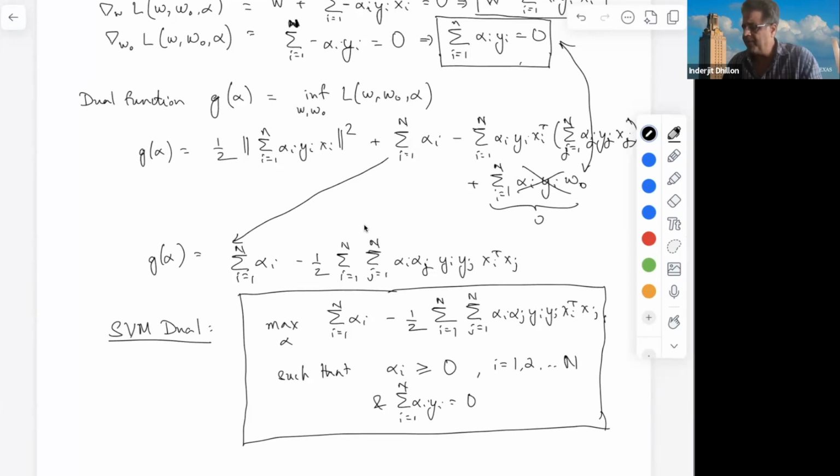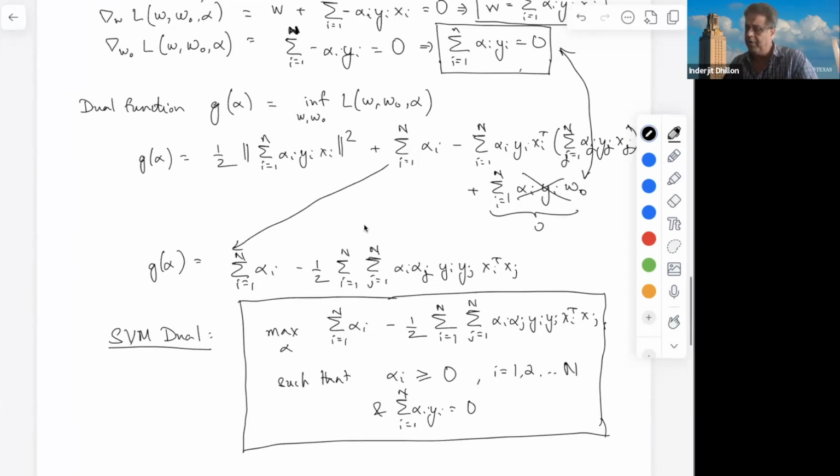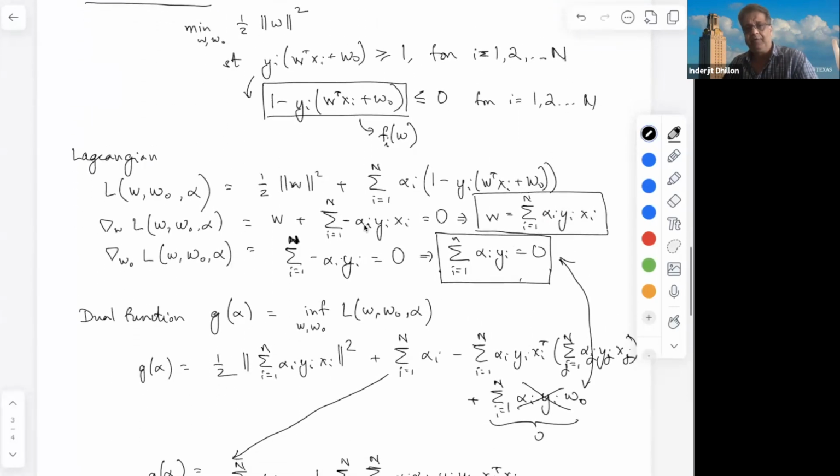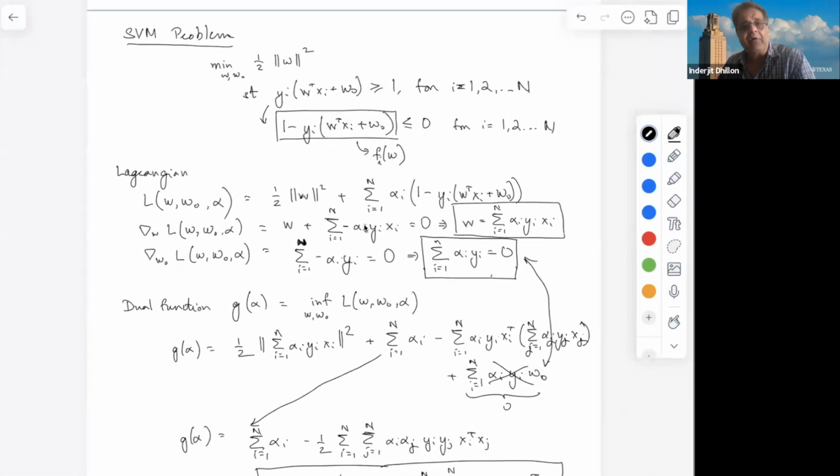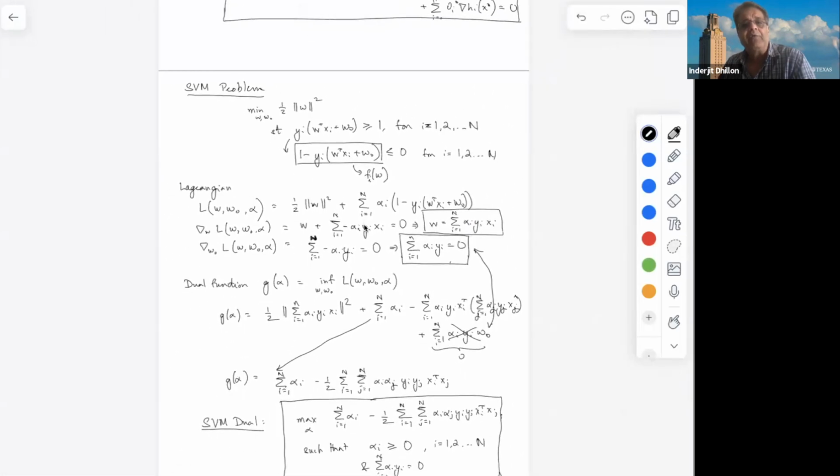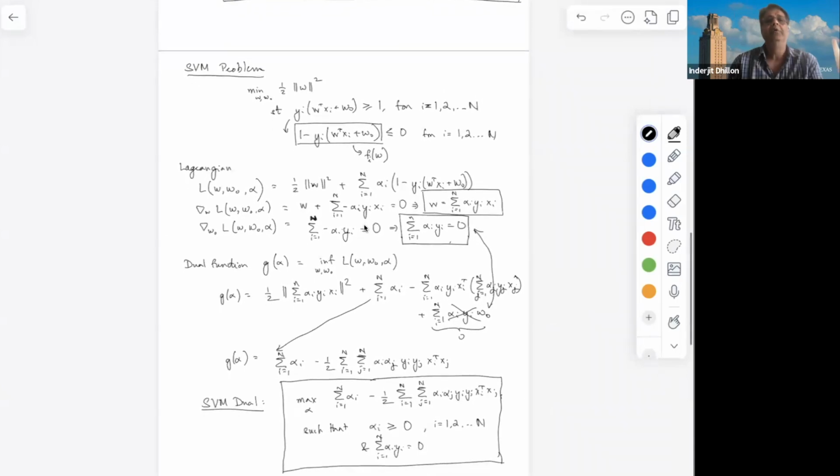Now, this might be a good time to stop to ask for questions. So remember, what we've shown is, maybe I'll try to fit this on the same slide for a minute or so. Okay. So this was my primal problem. And what I've shown using the theory of duality is that this is equivalent to solving this. But note that here, the primal variables are W and W naught. And here, there are these more abstract things, which are alphas.